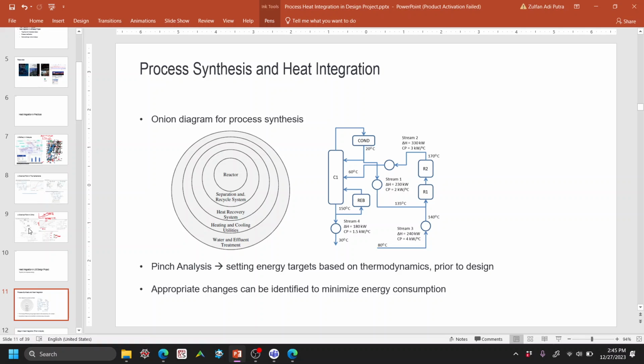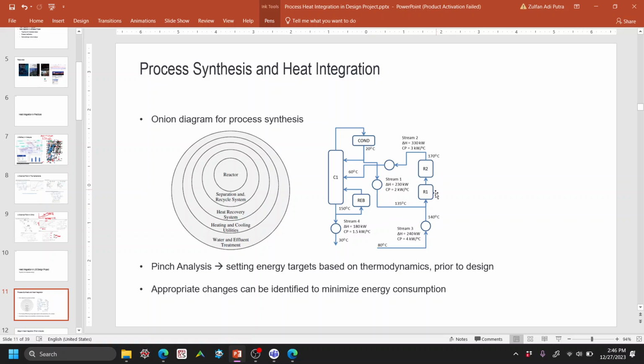When do we do this heat integration analysis? Either in practice, in real life, or in your undergraduate study, the steps are about the same. So we design from the reaction sets. We then design the reactor, and then from that reactor we design some separation and recycle system. So we follow this onion diagram, and once we design the separation and recycle system, that means we have the whole flow sheet like this.